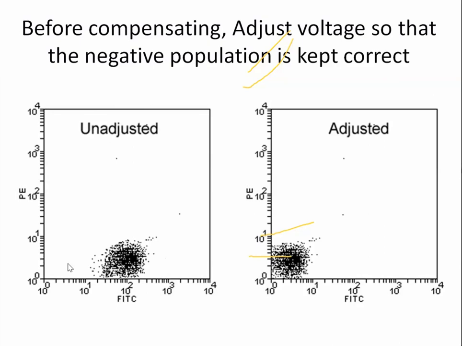Very important take home message: don't adjust voltage after doing compensation. You should not touch the voltage of fluorescent detectors after doing compensation. Before compensation, you can adjust the fluorescent detector voltages just to bring your negative population here. But once you have done compensation, you should not touch the voltage of fluorescent detectors. What I mean to say is, you can touch forward scatter and side scatter, but the voltage of fluorescent channel detectors should not be touched.